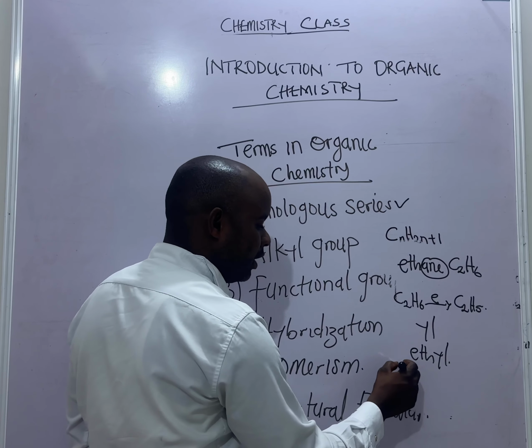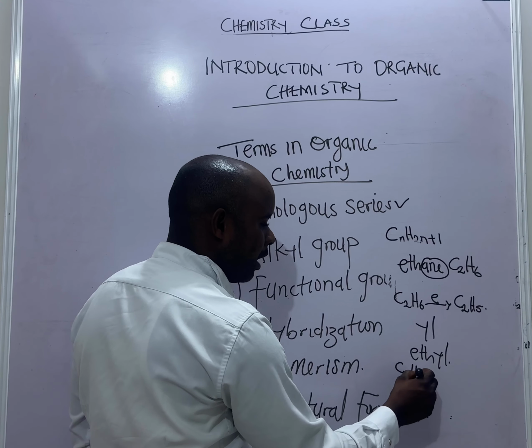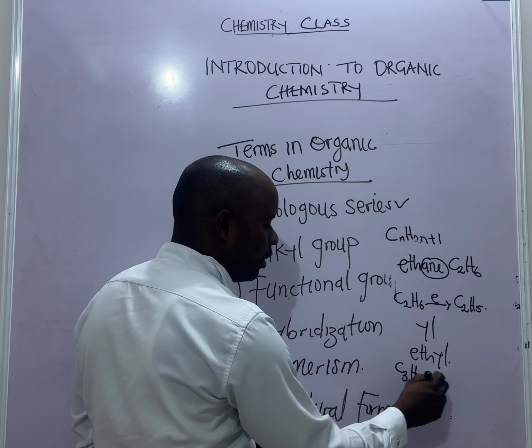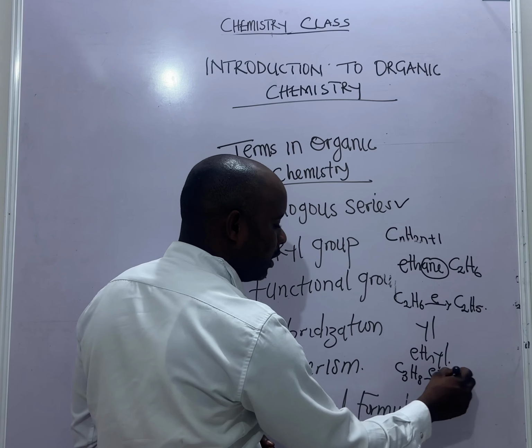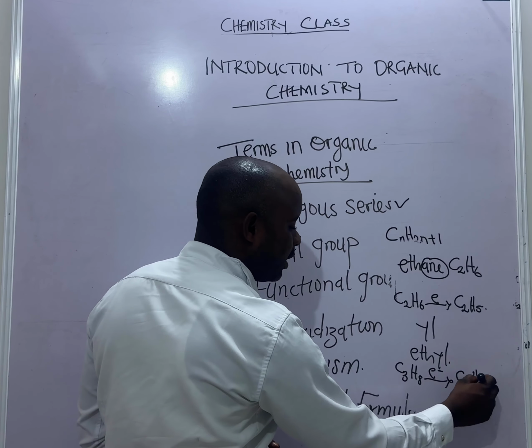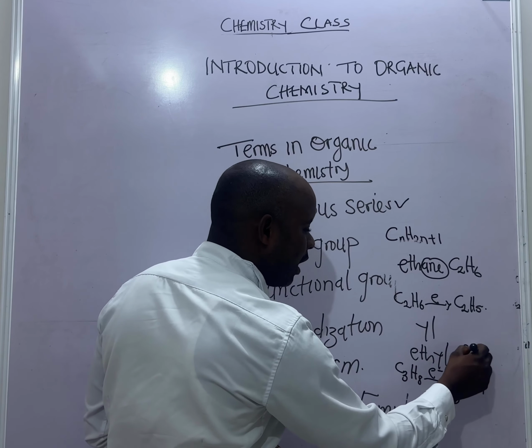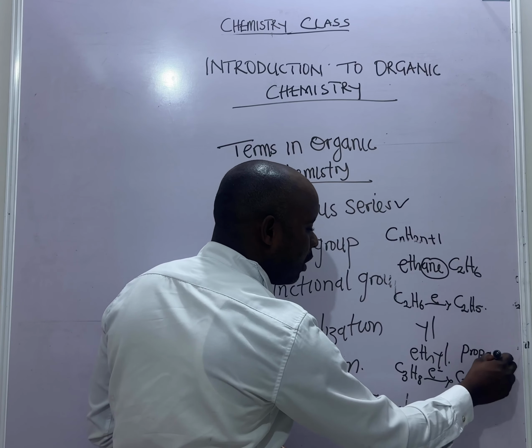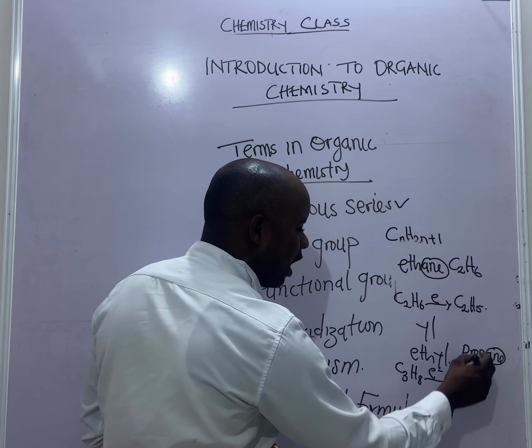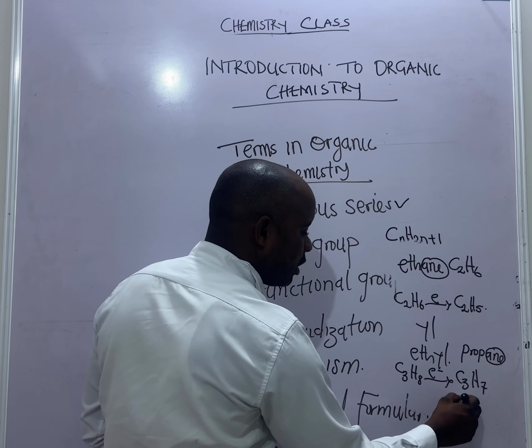When we have the next member, C3H8, when it loses an electron, we're going to have C3H7. Since we have propane here, we're going to remove the ANE to have YL, that is propyl.